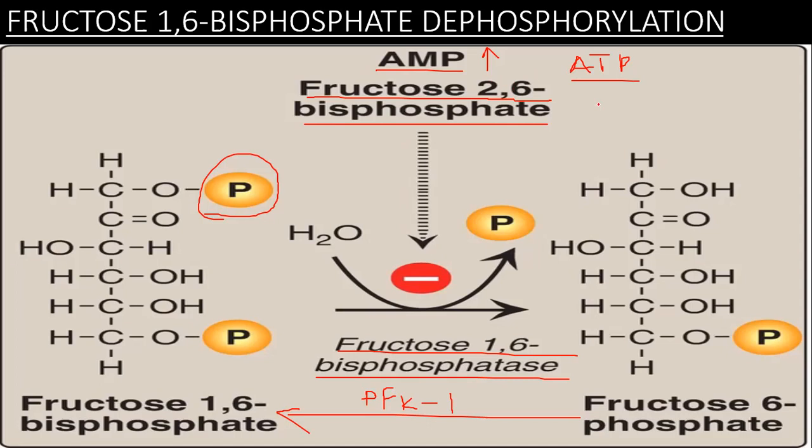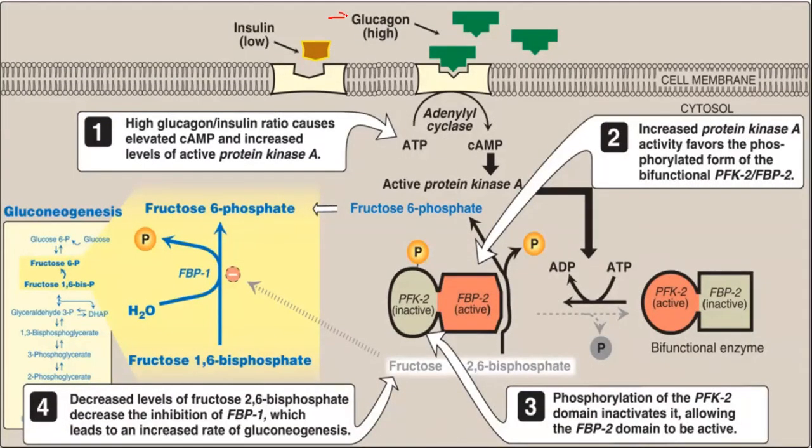Also, fructose 2,6-bisphosphate depends on insulin and glucagon levels, okay? And it is usually produced when the glucagon levels are high and insulin levels are low. Let me show you how you produce fructose 2,6-bisphosphate here. When glucagon levels are high, and remember they act via the G protein coupled receptors, they activate adenylyl cyclase to produce cyclic AMP. Now, the cyclic AMP will activate protein kinase A, and the protein kinase A will phosphorylate this. We have a bifunctional enzyme, and the protein kinase A will phosphorylate the phosphofructokinase 2 domain.